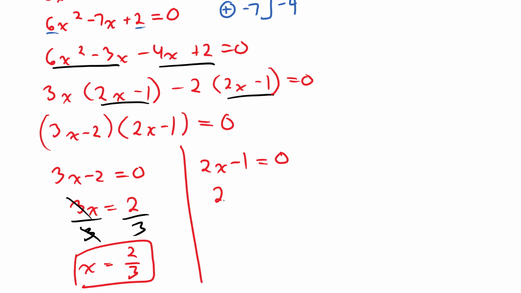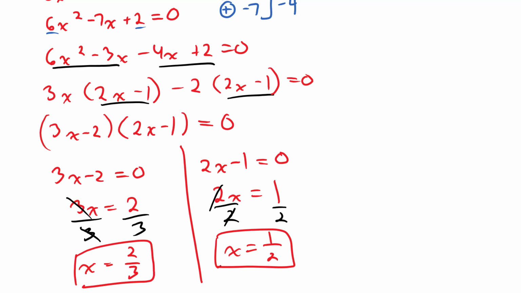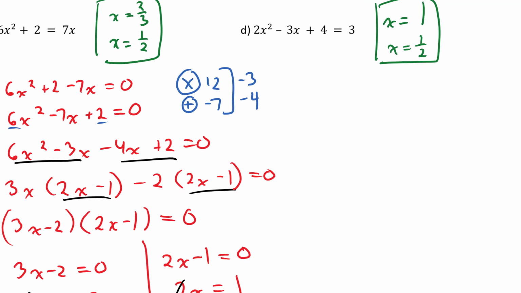Over here, same thing. Move the negative 1 over the other side, becomes positive 1. Divide both sides by 2. And x is equal to 1/2. So here we have two answers, 2/3 and 1/2. I don't think D is too challenging.